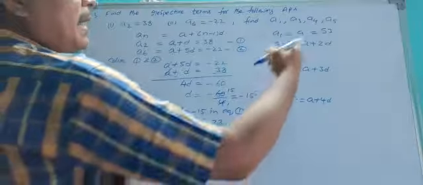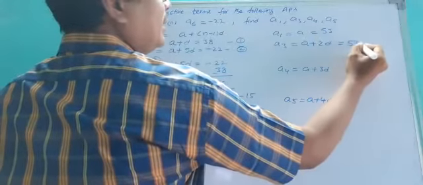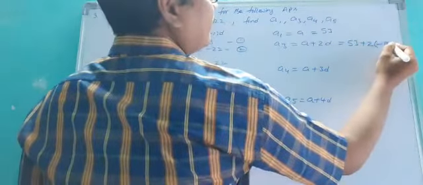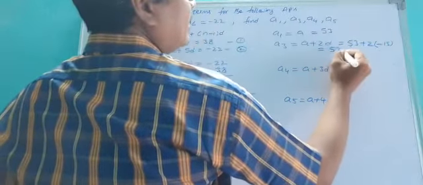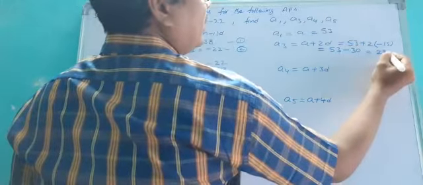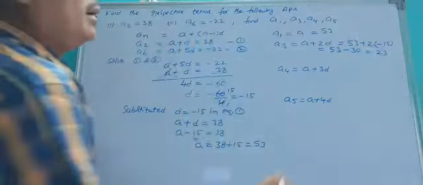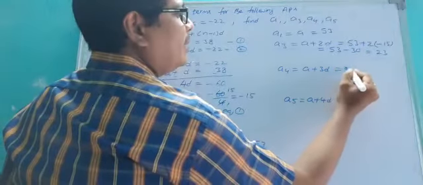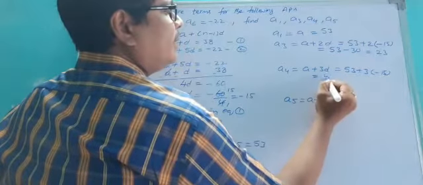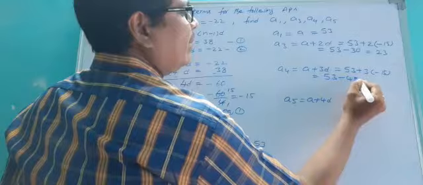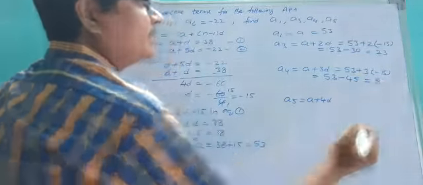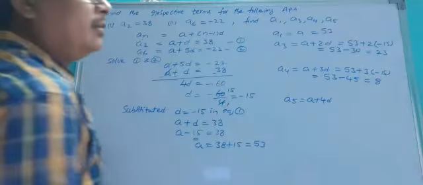Next, A3 equals A plus 2D: 53 plus 2 into D, D equal to minus 15. So 53 minus 30, that equals 23. Next one, A4: 53 plus 3 into minus 15. So 53 minus 45, that equals 8.